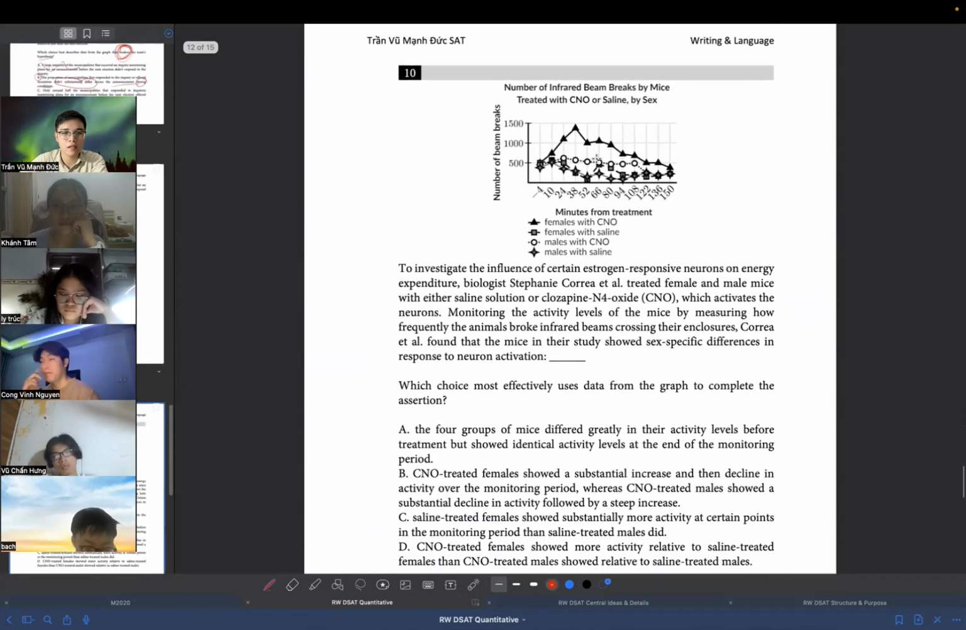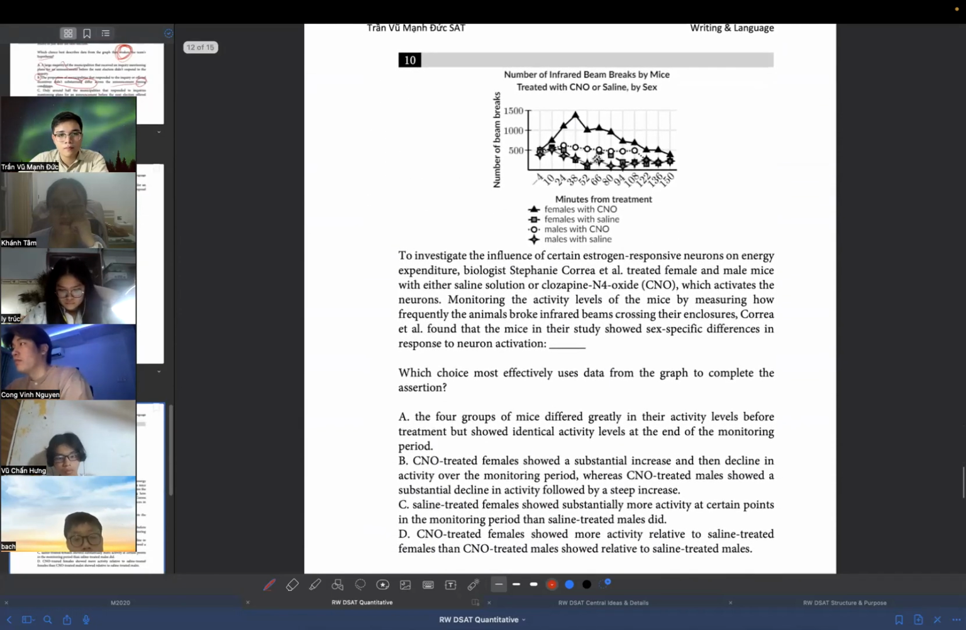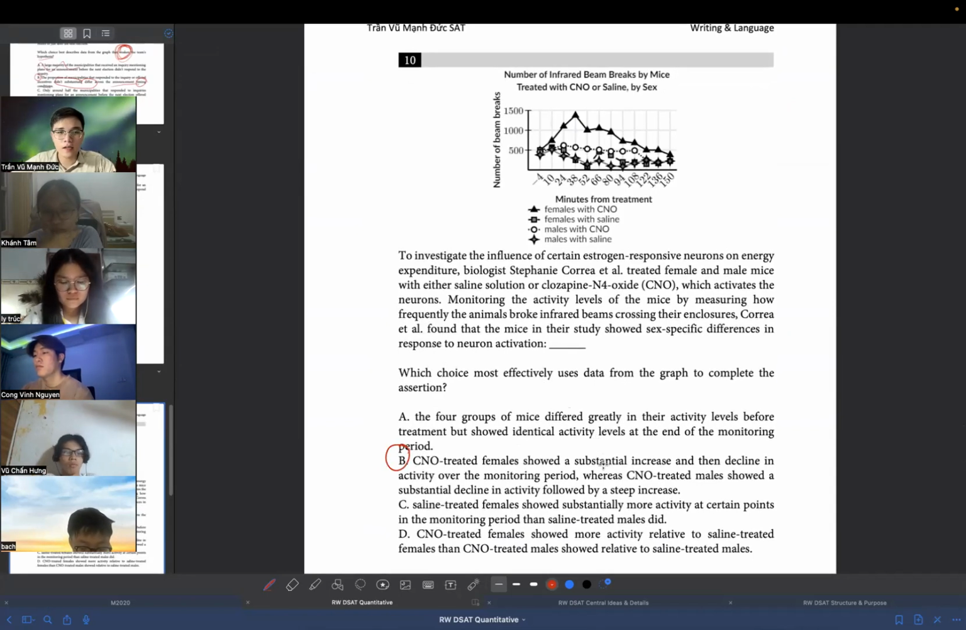Okay, next up, 10. Hung. Sorry, I was muted. 10B. B, right? Yes. CNO-treated females showed a substantial increase and then decline in activity over the monitoring period, whereas CNO-treated males showed a substantial decline in activity followed by a steep increase. Complete the assertion. Found that the mice in the study showed sex-specific differences in response to neuroactivation.